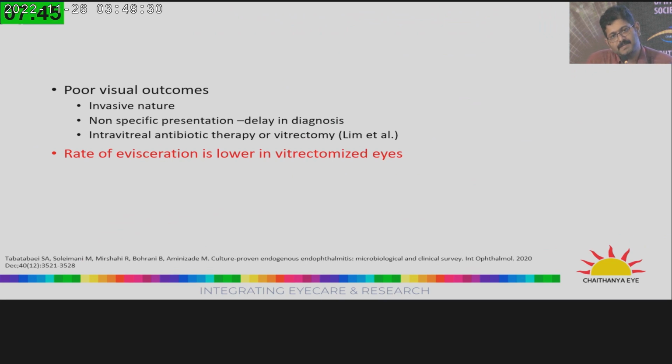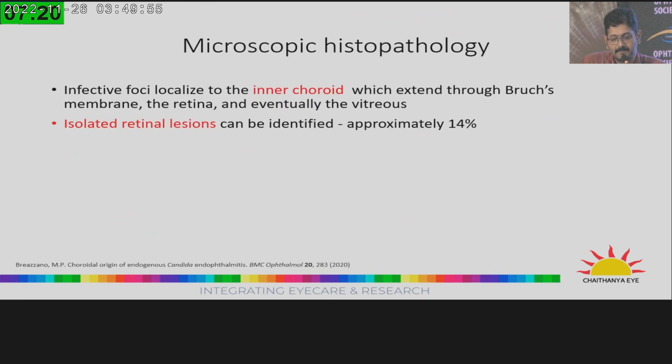Now, these patients tend to have a poor visual outcome because of the invasive nature and a non-specific presentation causing a delayed diagnosis. Also, a study has found that with intravitreal antibiotic therapy or vitrectomy, even if we give the best treatment, they tend to have a very poor visual outcome. However, what they found was that the rate of evisceration was lower in patients who underwent vitrectomy.